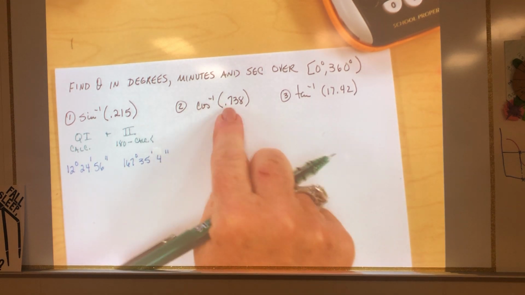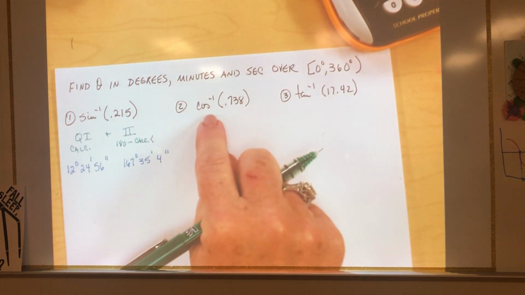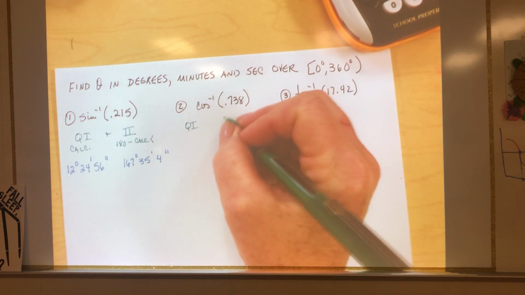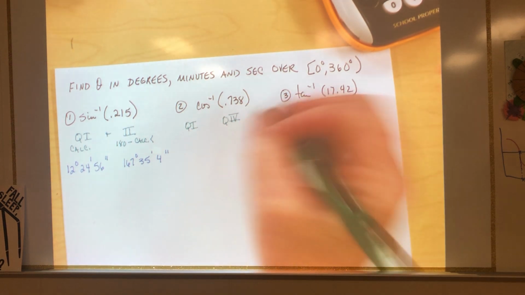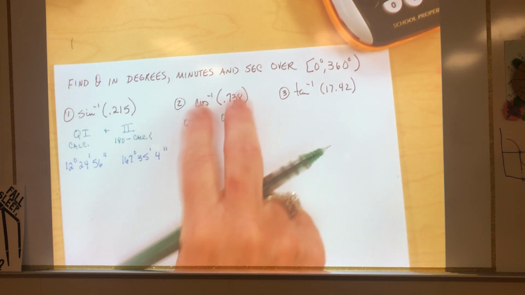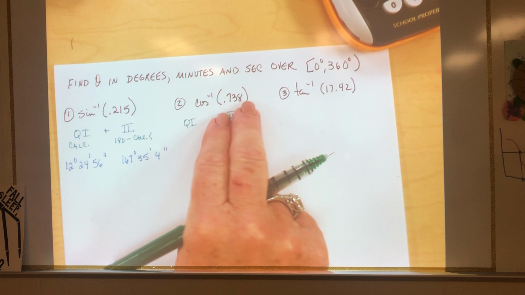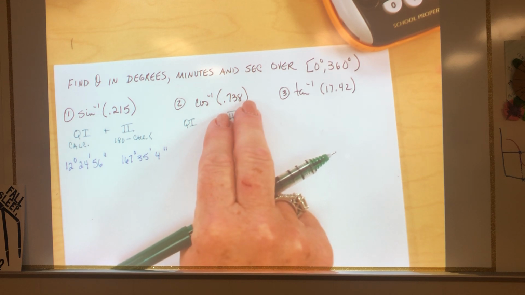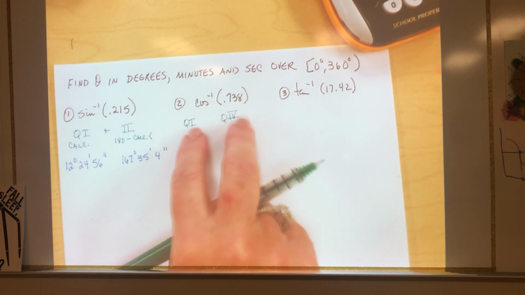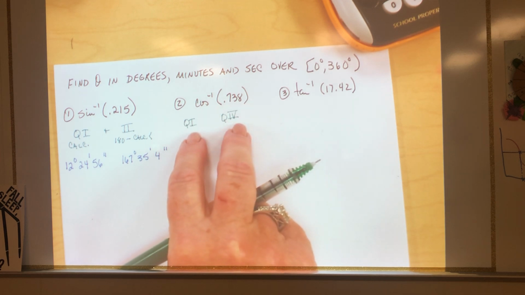Okay, so positive. Where's cosine positive? 1 and 4. Now watch what I'm fixing to do, guys. I'm fixing to talk to myself, and before I even look at the numbers, and here's why, because are the numbers pretty? Y'all, the numbers are not pretty. So before you even look at the numbers, think in your head how you put them in these places.